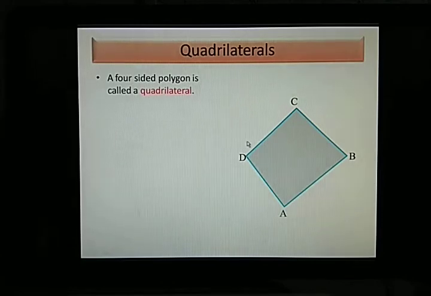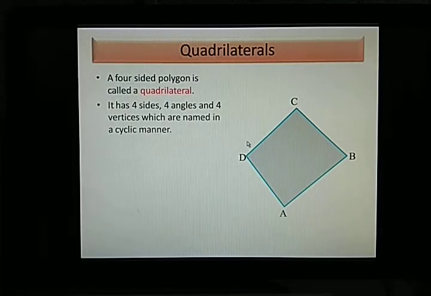Clear? Now, not only does it have 4 sides, it also has 4 angles and 4 vertices, which are named in a cyclic manner. Before going to the sides and the angles and the vertices, why is it written in a cyclic manner? Because while naming a quadrilateral, it is very important we name it in a cyclic order, either in the clockwise direction in this way or in the anti-clockwise direction. We should not break the order of the arrangement.